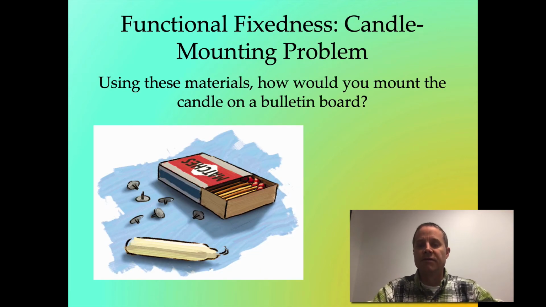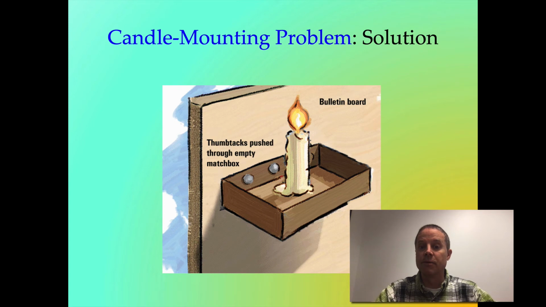So here's an example with functional fixedness. Could you take these three things in this picture, a candle, thumbtacks, and a match box, and could you mount the candle on a bulletin board? So if I gave this problem to people in class, they'd mess around with it for a while. Some of them would figure it out and they would come up with this, but other people would not figure that out, and that would be because of fixation, functional fixedness, in fact.